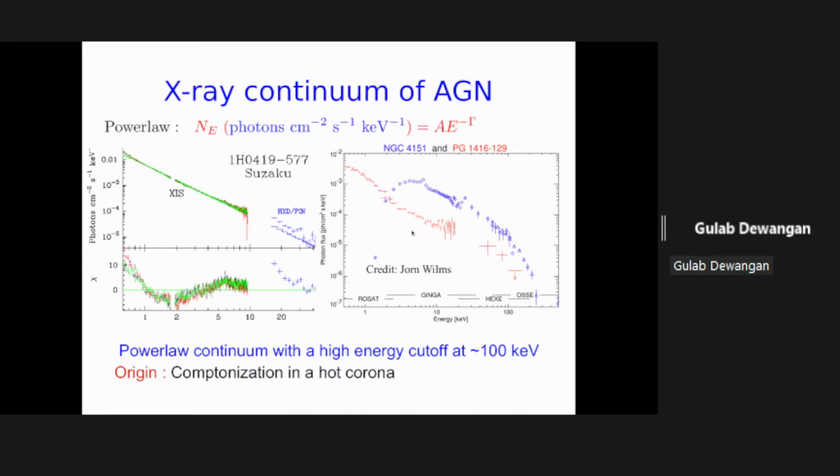Okay. But the thing to remember is that this broadband X-ray emission, from about 0.1 keV to all the way to a few hundred keV, is dominated by a power law continuum, with a high energy cutoff at around 100 keV. And this particular component is thought to arise due to Comptonization in a hot corona.